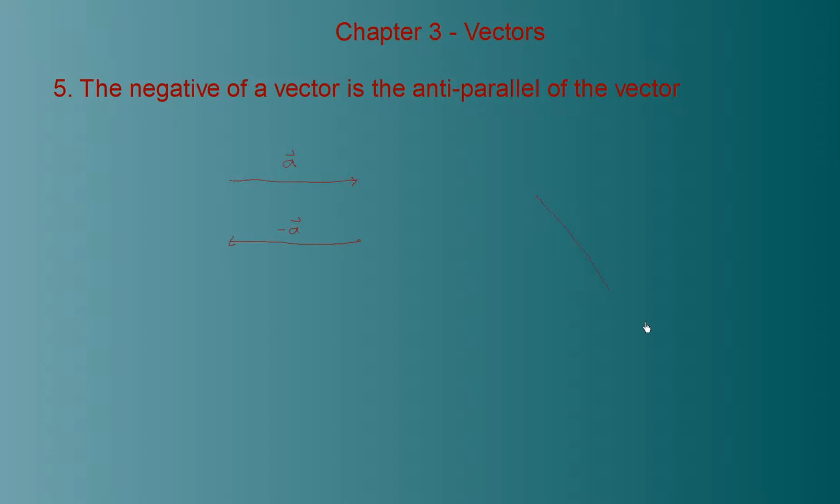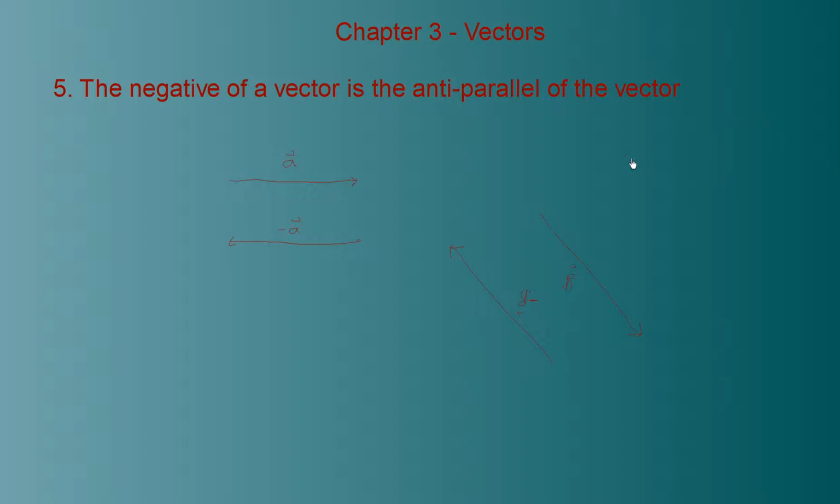Right? So if this is B, then negative B would be, whoa, it's not quite, it's about right there. This is negative B, 180 degrees in the opposite direction.